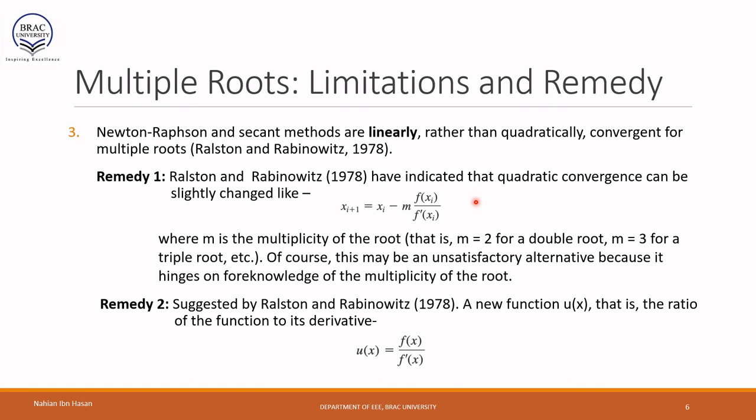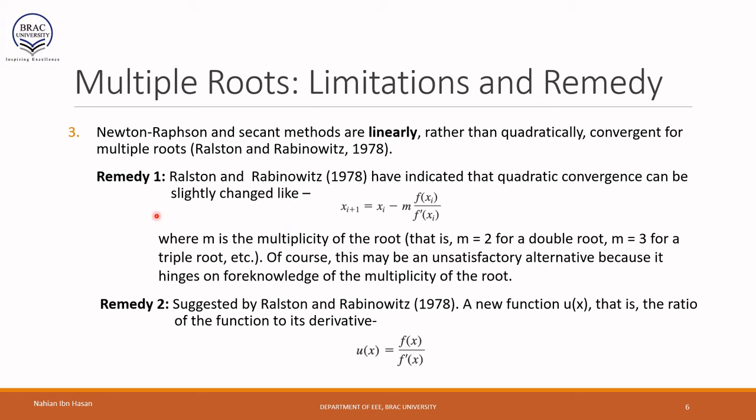But the problem is that we must be sure that we are using the correct value of m. That means we need to have knowledge about the multiplicity of the root before applying the method. We must know the multiplicity of the root. That's one problem of this approach. But if we know the value of the multiplicity, then it's going to be very easy. So that's a very handy approach.